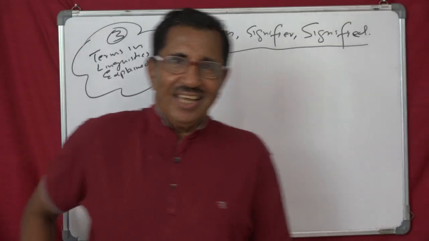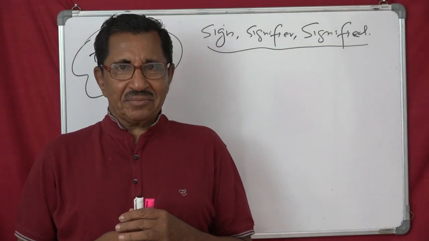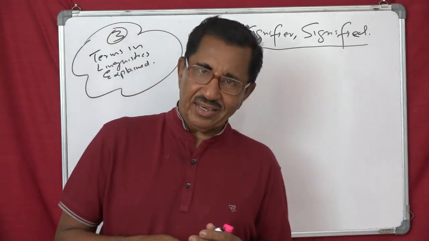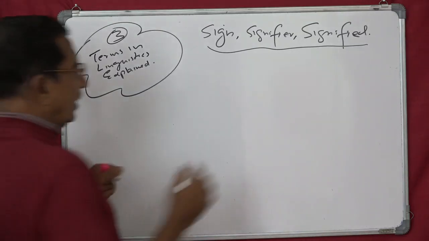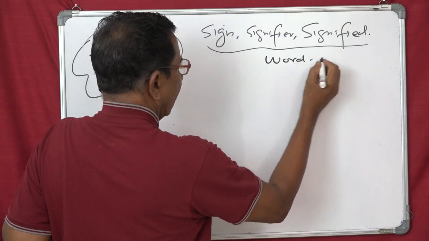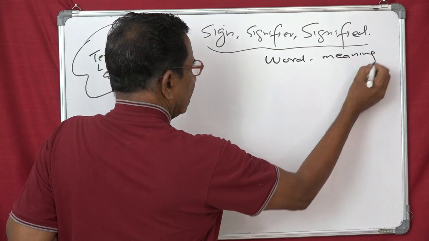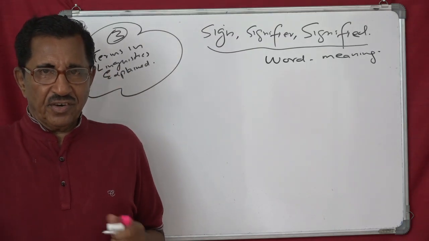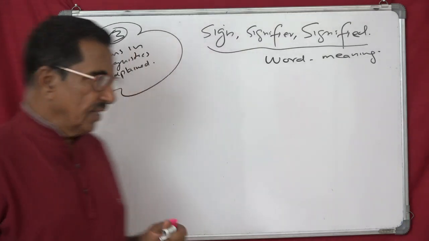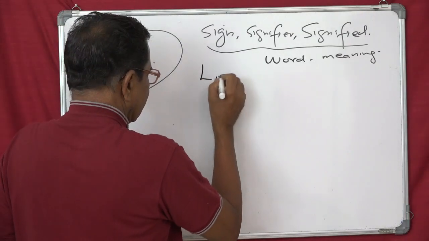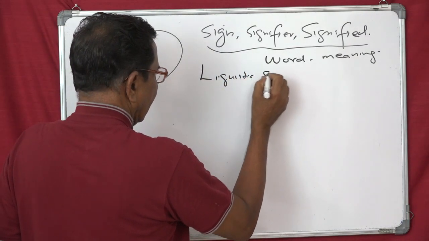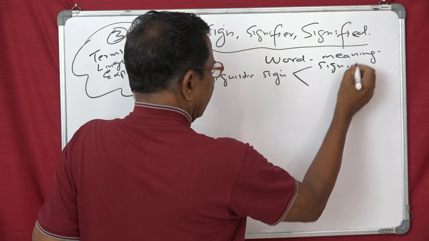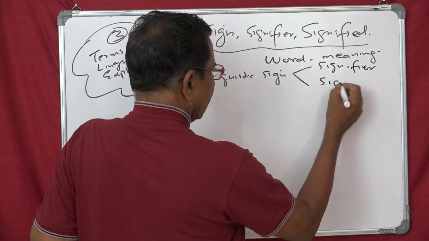Hello friends. So today we have a very important term in linguistics, that is sign, linguistic sign, signifier and signified. In good old days we used to say word and meaning. But from the days of Saussure, Ferdinand de Saussure, the great linguist, he calls this linguistic sign, which has got two inseparable parts. One is signifier and the other is signified.